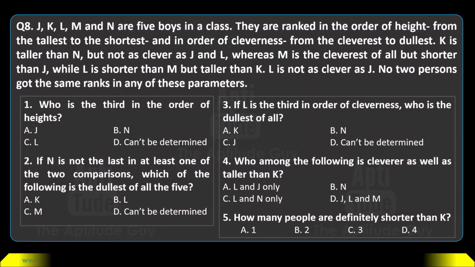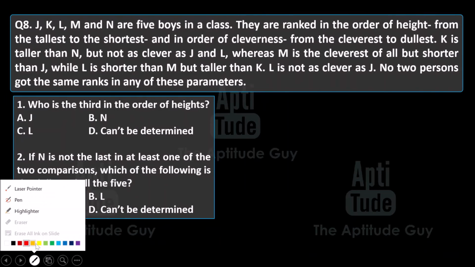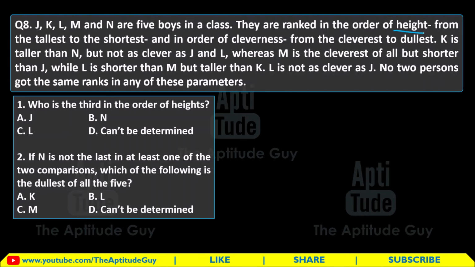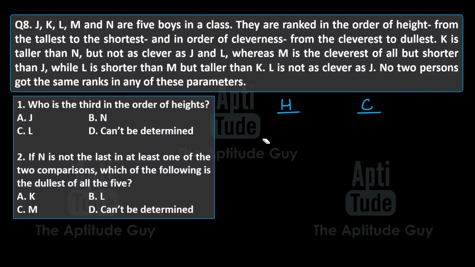All right, I hope you are done. Let us discuss this question now. So what all do we have here? They have mentioned 2 types of orders. We have height and we have cleverness. Yes, these are the 2 orders now. Again, how many people? 5 people are there now. 1, 2, 3, 4, 5 and 1, 2, 3, 4, 5.